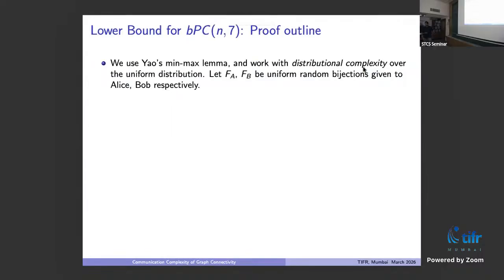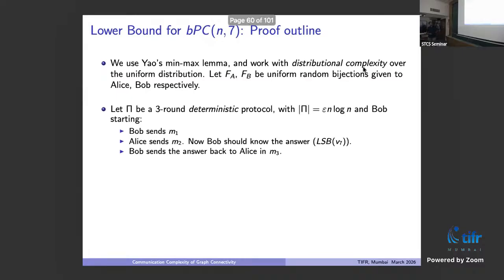So how do we show this? We use entropy-based techniques. To start off with, we do the natural one. We want to show a randomized lower bound, so Yao's min-max lemma. We start with a distributional complexity of this problem. We consider a uniform distribution of the inputs, and we show that any protocol that communicates, say, epsilon n log n bits for a small enough constant epsilon should be making significant error over the space of the inputs.